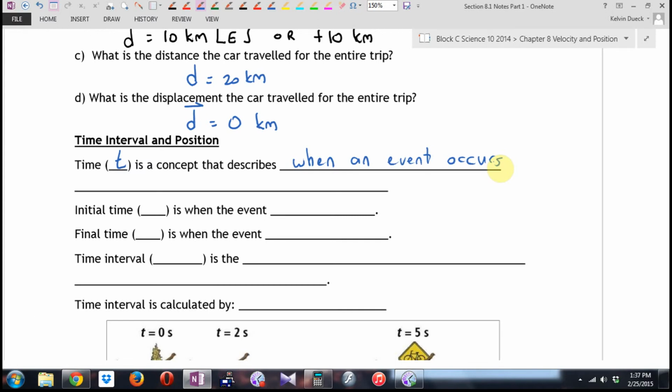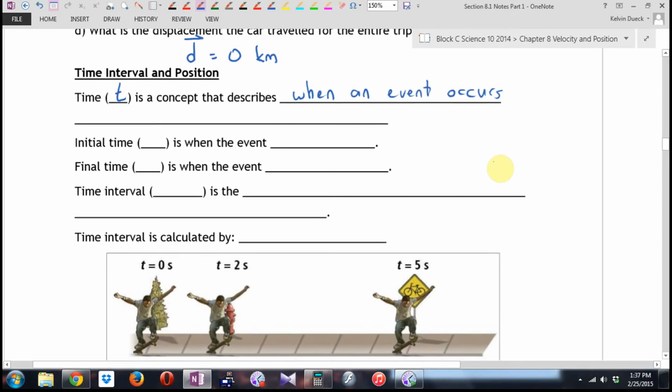Pick up your pencils again and we'll write this down now. That was a little Physics 12 rant. Initial time. What letter am I using for time? t. What was my abbreviation for initial? t, little subscripted i, is when the event starts.